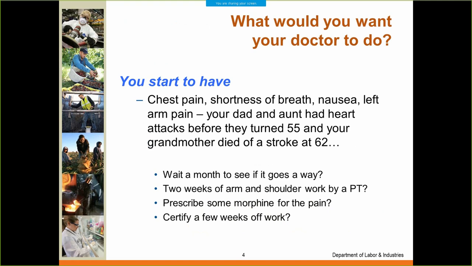So I like this little metaphor of asking, rhetorically, what would you want your doctor to do if you started to have chest pain and shortness of breath, nausea, a little left arm pain, and your parents had died of cardiovascular disease at an early age? Would you want to wait a month to see if it goes away, or maybe 2 weeks of arm and shoulder work by a PT to see if that helps, or maybe prescribe some morphine for the pain, or certify a few weeks off work? Obviously, that's the worst possible thing you could do for a heart attack, but it's also the worst possible thing you could do for an injured worker who's at high risk of this long-term disability.